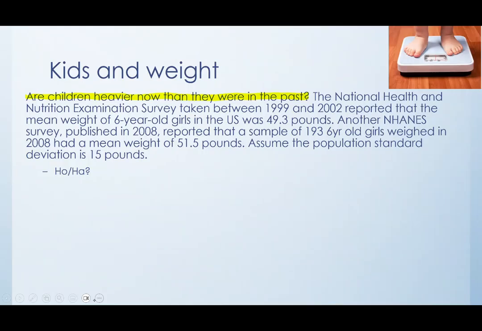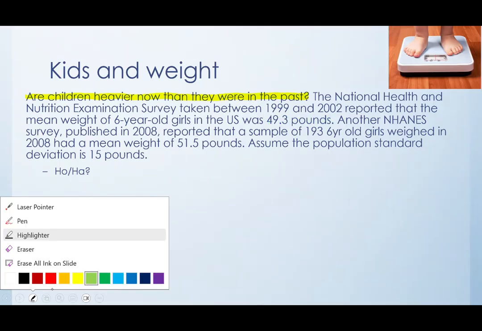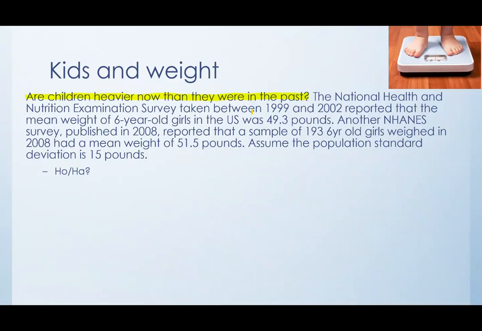Okay, so the National Health and Nutrition Examination Survey, taken between 1999 and 2002, reported the mean weight of 6-year-old girls in the U.S. was 49.3 pounds. I don't like the green. Let's go, I guess we'll go for orange. All right. Now, another survey from 2008, so about 8-ish years later, reported that a sample of 193 6-year-old girls weighed in 2008 had a mean weight of 51.5. We are told to assume the population standard deviation is 15 pounds.